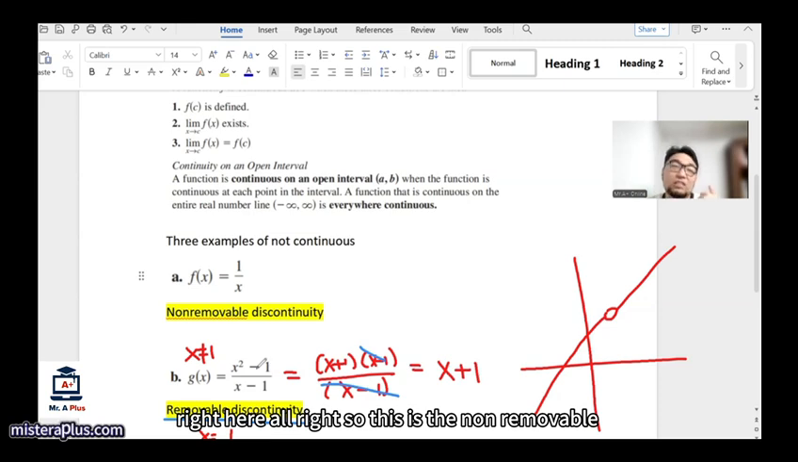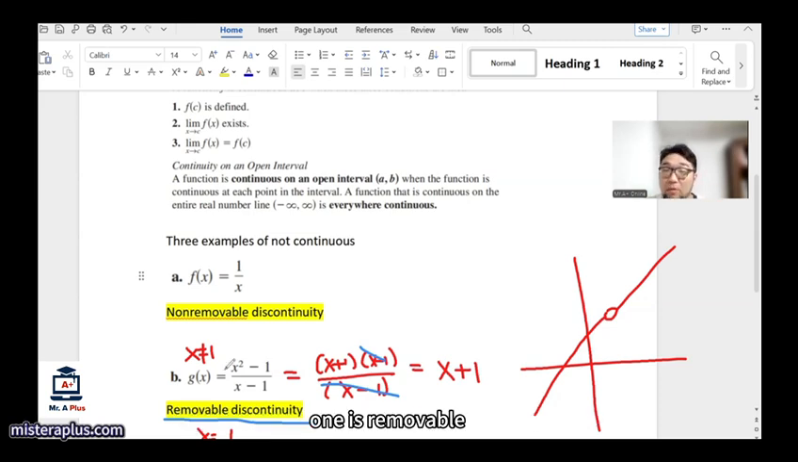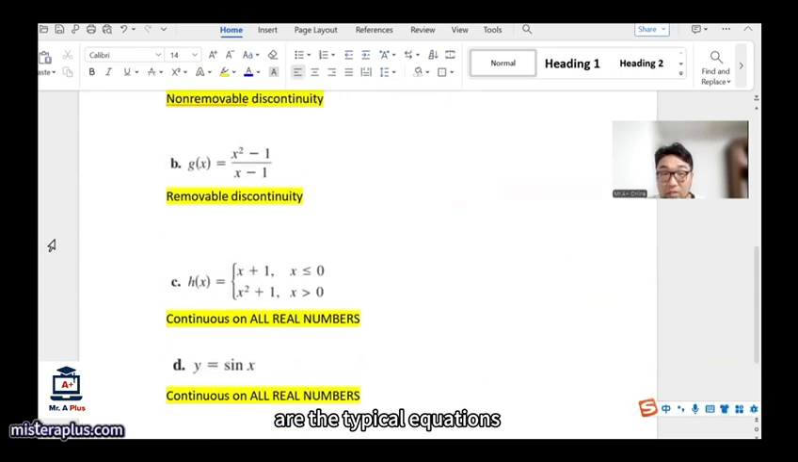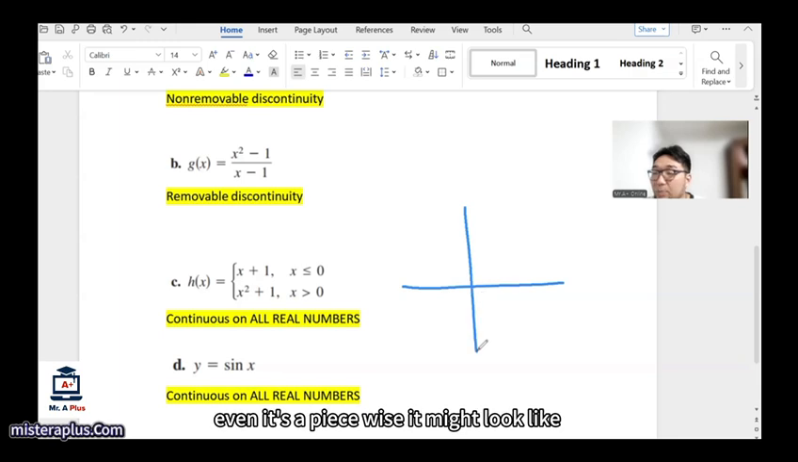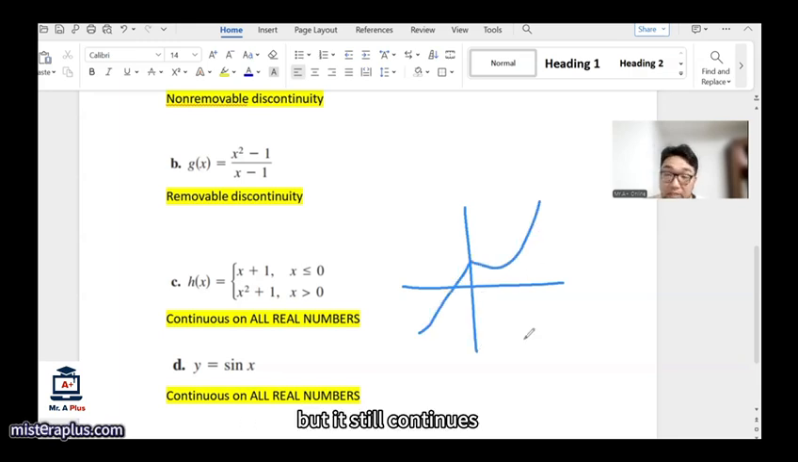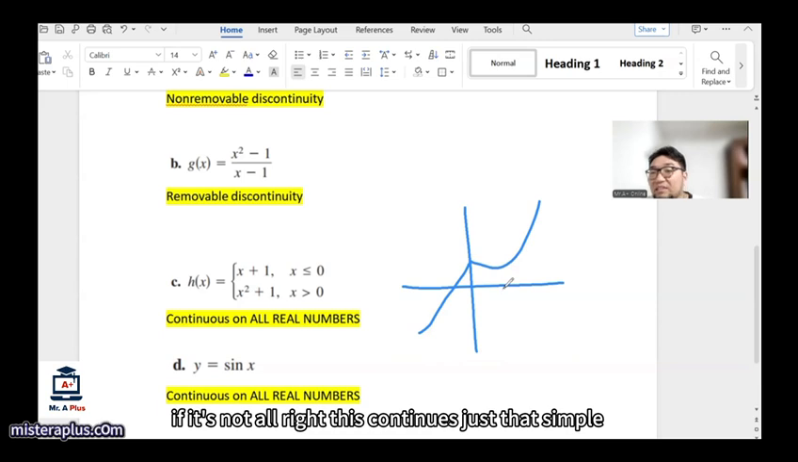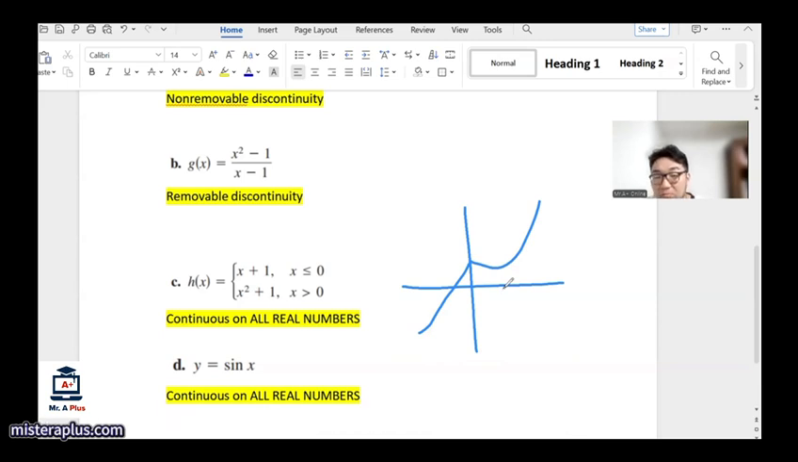All right. So this is the non-removable. One is removable, and the other 2 are the typical equations that are continuous. This is a piecewise. All right. Even though it's a piecewise, it might look a little bit weird, but it's still continuous. So when we check if it's continuous or not, we just check if any point has a circle, empty, right? Is there any part that is disconnected? If it's not, all right, this is continuous. Just that simple.